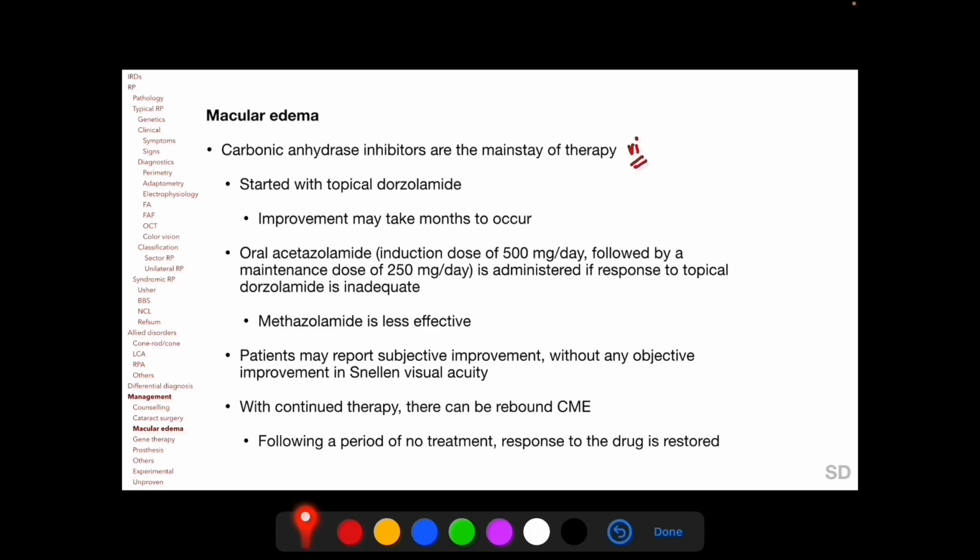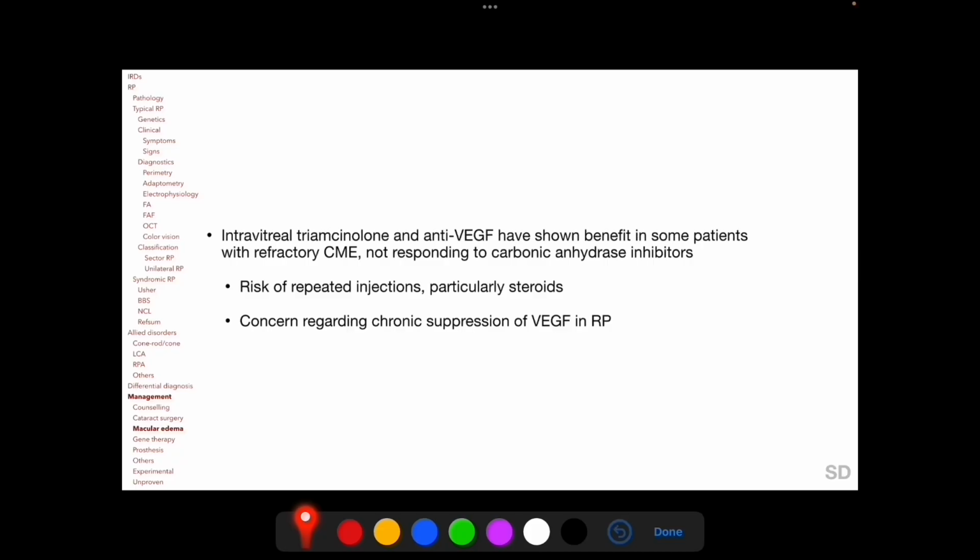Treatment is usually started with topical dorzolamide, and improvement may take months to occur. Oral acetazolamide is administered if response to topical dorzolamide is inadequate, and methazolamide, which has fewer side effects as compared to acetazolamide, has been found to be less effective for this indication. Intravitreal triamcinolone and anti-VEGF have shown benefit in some RP patients with refractory CME not responding to carbonic anhydrase inhibitors, but concerns regarding risk of repeated injections, particularly that of steroids, and chronic suppression of VEGF in RP eyes exist.